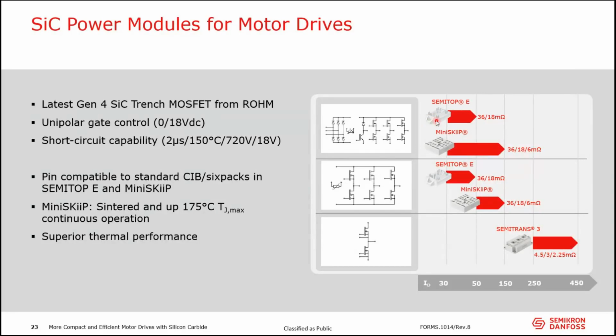The Semitop E, by its housing, where we use the plastic latches here, and we have a pressure system that provides almost or up to 20% lower RTH compared to industry standard packages here. Same with the mini skip with this unique pressure system here. It's also much better than comparable standard packages in the market. And the Semitrans, where we use better substrates to reduce the RTH. All of them provide superior thermal performance to really get the best out of these MOSFET chips that we put in here.